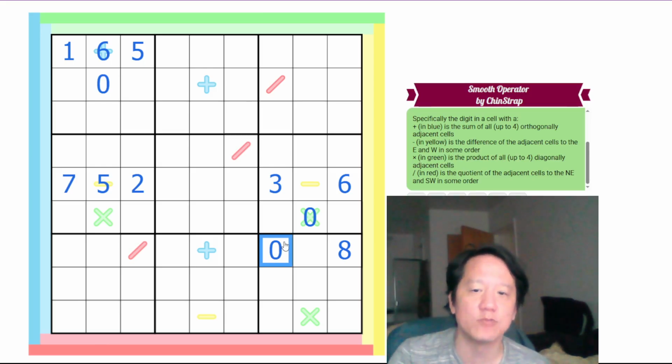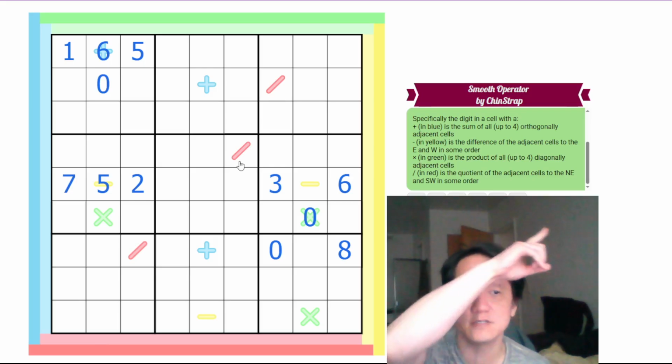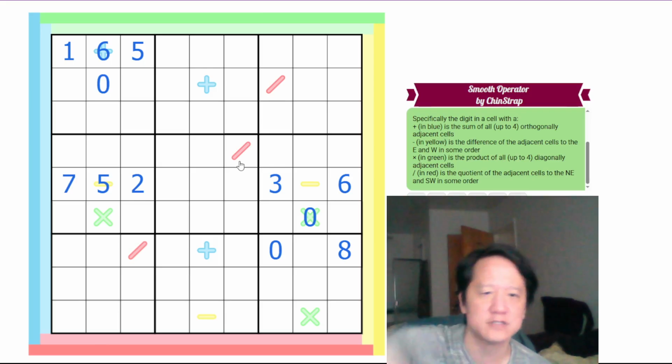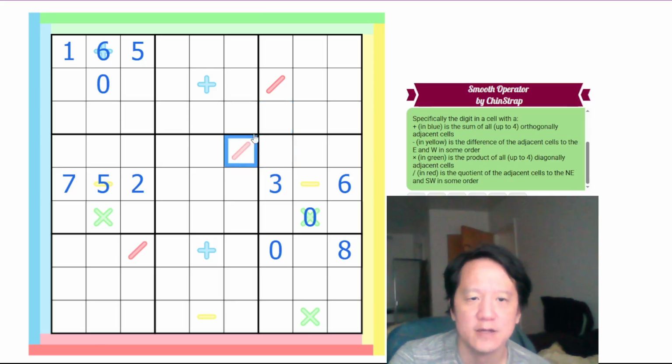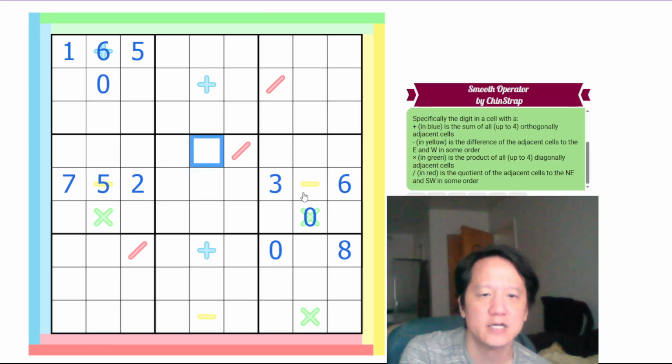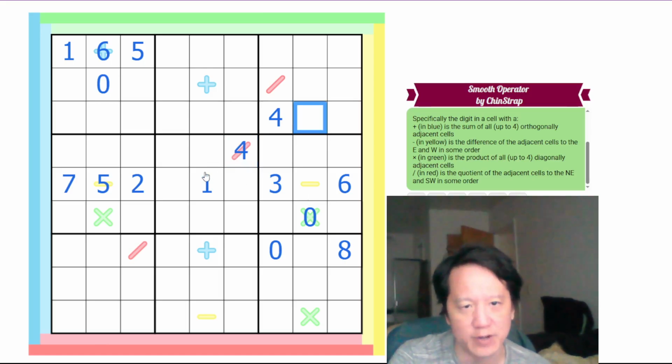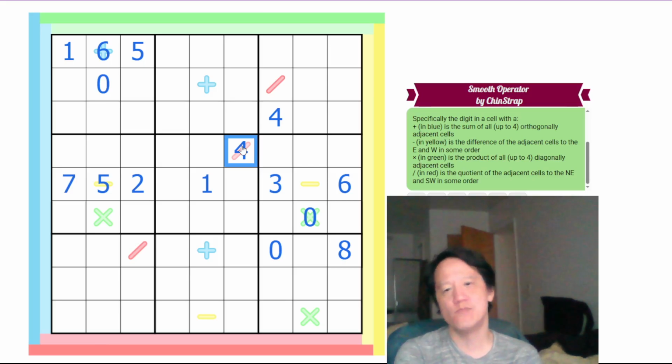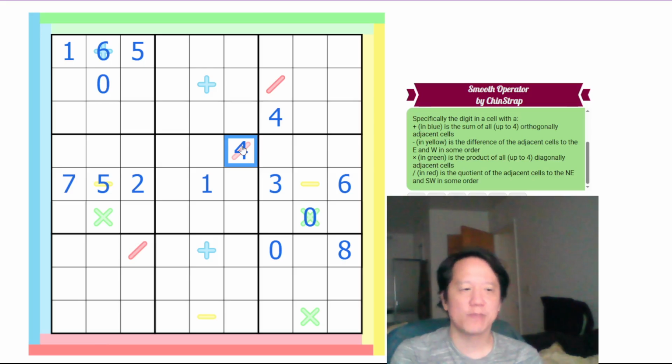And divide in red is the quotient of the adjacent cells to the northeast and the southwest in some order. So this is the quotient of these two cells divided together. So we could have, say, something like 4 here and 1 here, and then this would be 4, because 4 divided by 1 is 4. Interesting. And those are all the rules. If you'd like to play along, there's going to be a link in the description. And now, I'm going to get started.